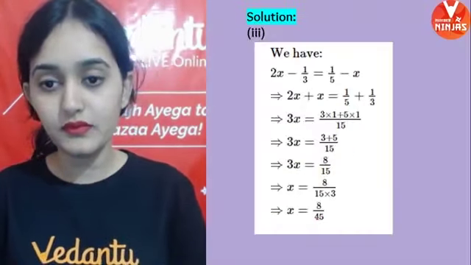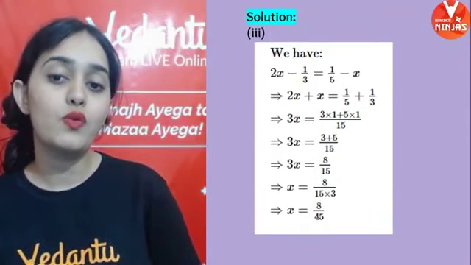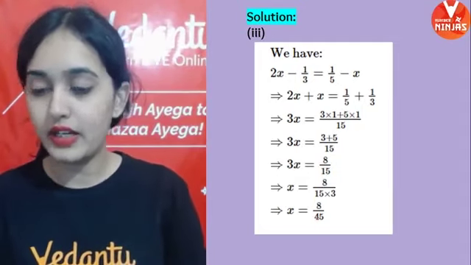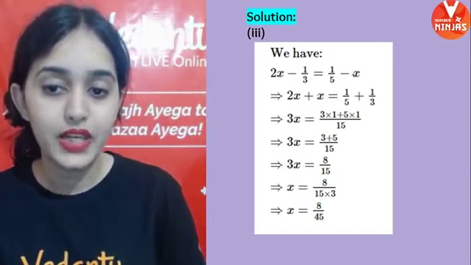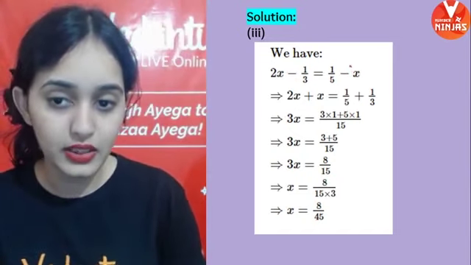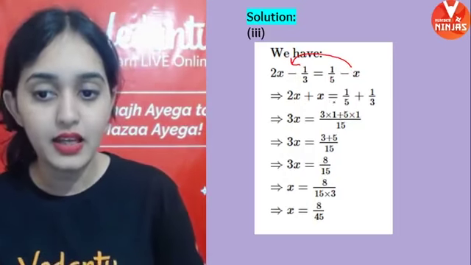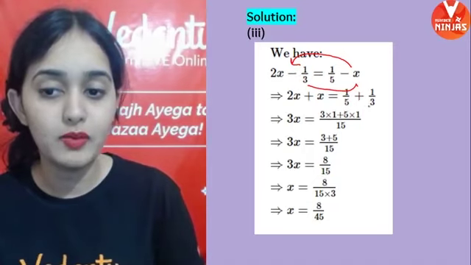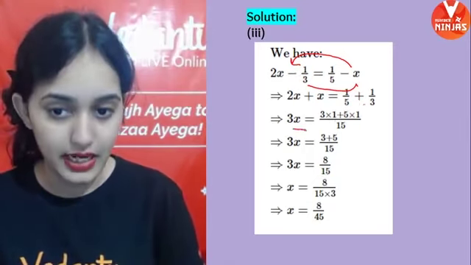Okay, next, 2x minus 1 by 3 is equal to 1 by 5 minus x. So let's again solve it. All the variables on one side, all the constants on the other side. 2x, and minus x on the other side will become plus x. So 2x plus x equals 1 by 5, and minus 1 by 3 on the other side will become plus 1 by 3.